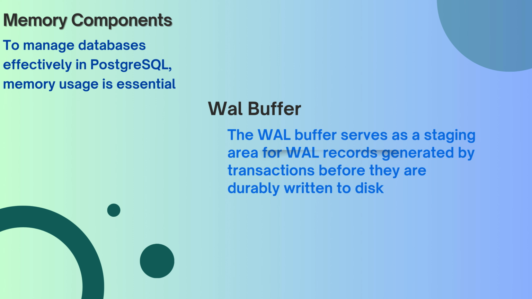And the second one is the WAL buffer. This is also one of the most important memory components of the PostgreSQL database. Basically, the WAL buffer is a small amount of memory in PostgreSQL used to temporarily store changes to the database before they are written to the WAL file on disk. So this ensures data is not lost in case of a crash, and improves the performance by reducing the number of disk writes.